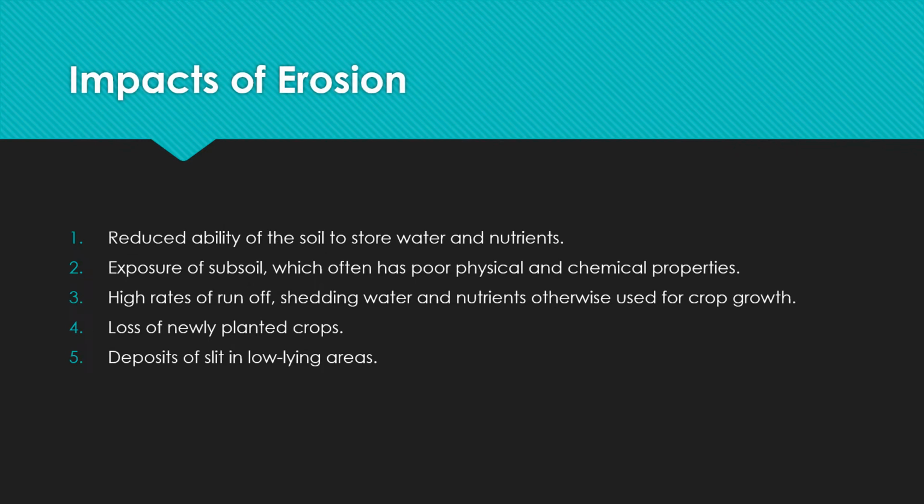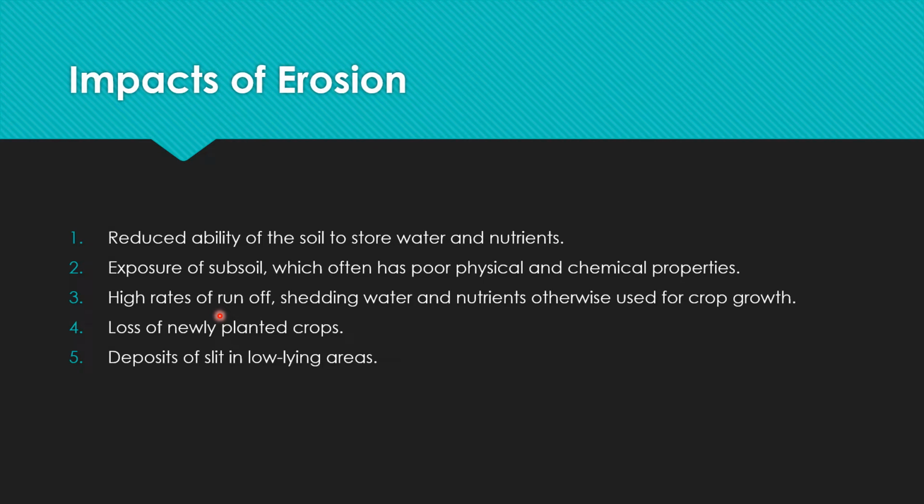Coming to the impacts of erosion, what are the impacts of erosion on the soil, or what will happen to the crops? The first point is that it reduces the ability of the soil to store water and nutrients, and exposes the subsoil, which often has poor physical and chemical properties. Soils can suffer erosion, but some are more vulnerable than others. Soils with dispersible subsoils, for example, are subject to serious erosion by tunnels and gully formation.